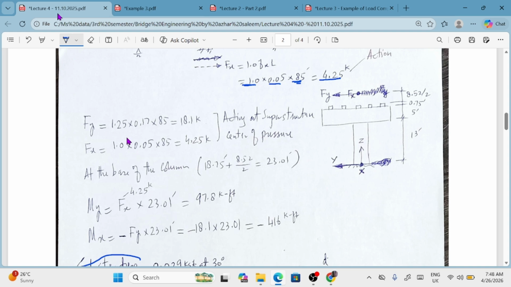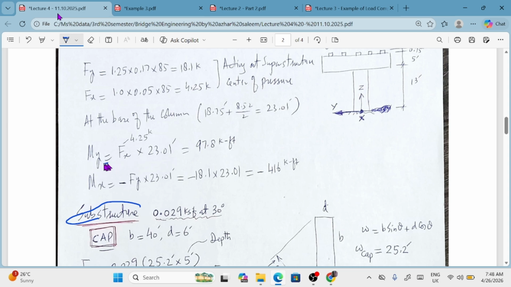Now we will find what the moment will be at the base of the column. We have solved the lateral load and longitudinal load, and this applied wind produces an overturning moment. We will solve the overturning moment. So My is Fx multiplied by the total height from the base of the column to the mid of the superstructure.